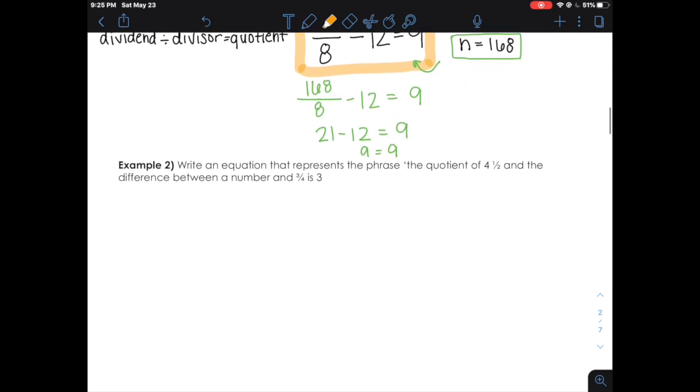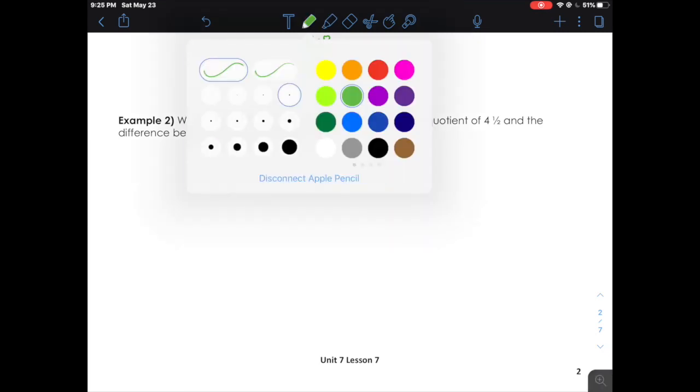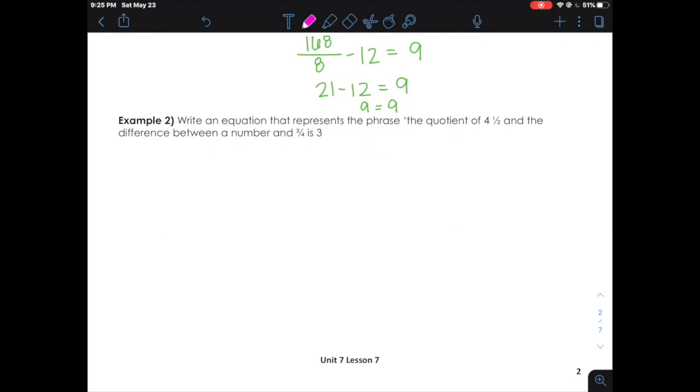All right, example number 2. It says write an equation that represents the phrase the quotient of 4 1/2 and the difference between the number and 3/4 is 3. So let's mark up the text. All right, we have a quotient, which we already talked about means division. Looks like we'll be dividing 4.5, and then the difference of.